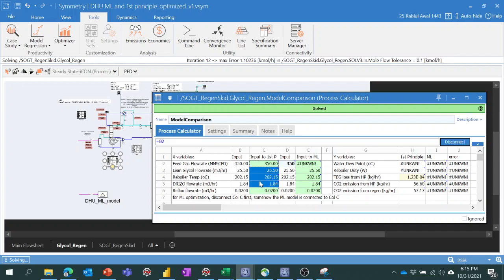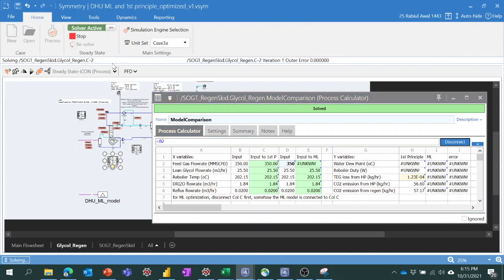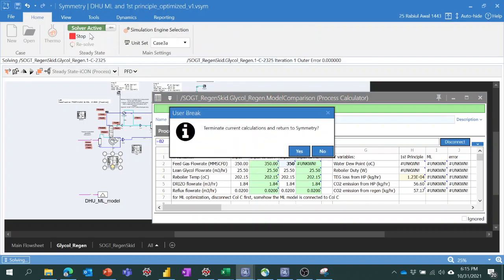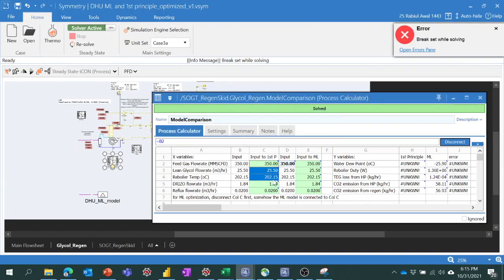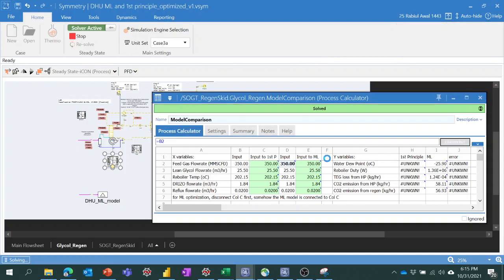So I need to deactivate this first, disconnect this, and then use 355 just to show you the ML model. See, it's done very quickly. 350, it's also done. So you can see it's very quick to solve the ML model, but not that quick for the first principle model.